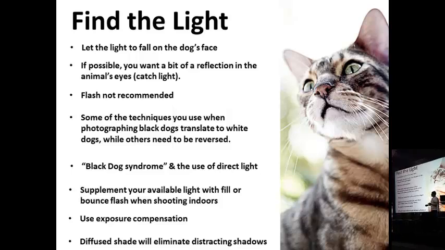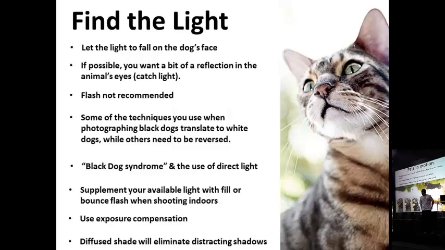Just to reiterate, supplement your available light with fill or bounce flash when you're shooting indoors. Use your exposure compensation, and diffuse shade will eliminate distracting shadows. So that's why you put your pets, your black pets rather, in the shaded area.